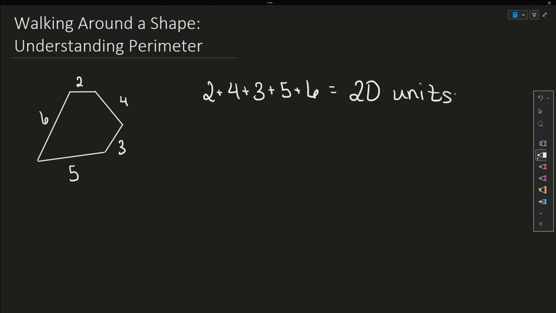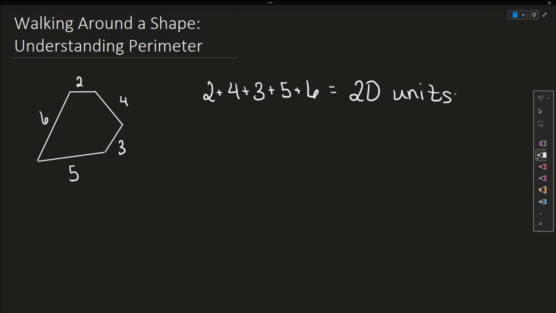The shape does not have to be regular. The sides do not have to match. We're simply measuring the total distance around the outside. This is one place where students sometimes make mistakes. They see a strange-looking shape and think they need a special formula. But the key idea is the same. Perimeter means add the lengths around the boundary.